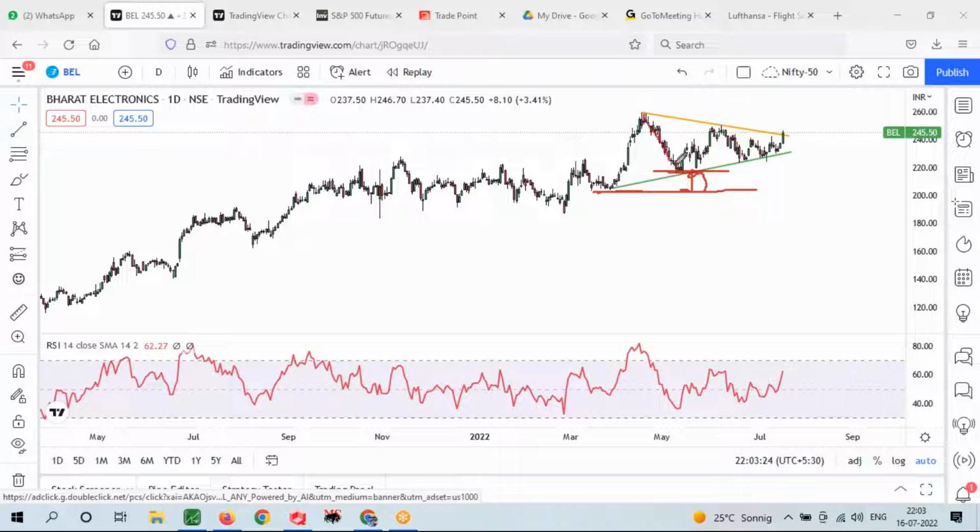At this point you have to see the RSI, the support levels, everything. And it was also actually retesting this breakout here. Okay, this was one entry.